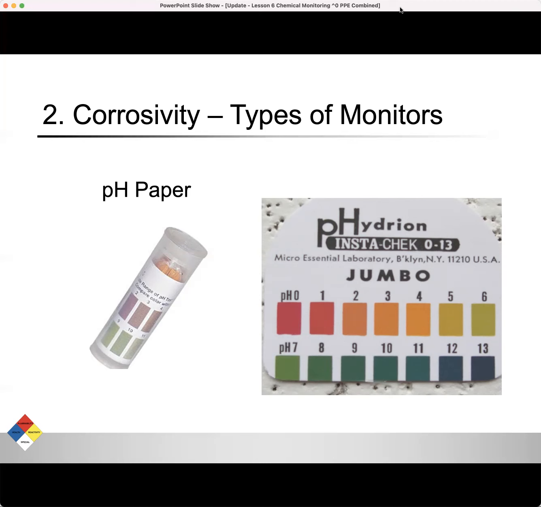alkaline or basic or acidic atmosphere. If you wet the paper and put it in the atmosphere, it's going to react a little bit faster and at lower concentrations.